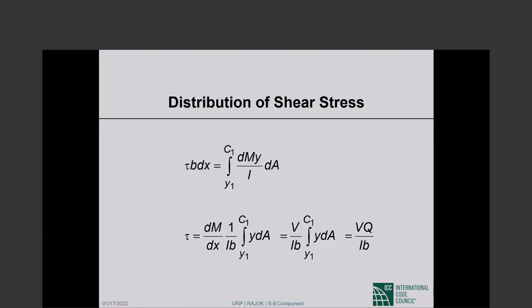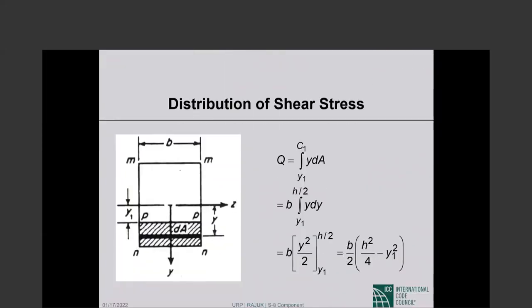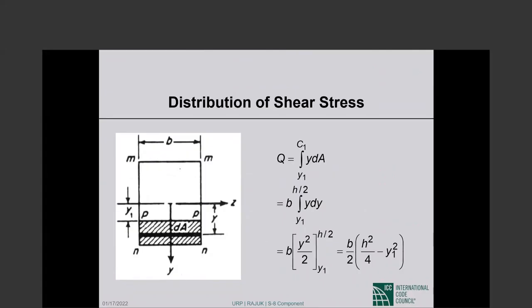So tau is equal to V over Ib times this integral from y1 to c1 of y dA. This integral is denoted by Q, and that gives us the very familiar expression, tau is equal to VQ over Ib. Tau is the shear stress at a distance from the neutral axis; in this case, the distance is y1. So we wrote the same expression again. Q is the integral of y dA, where y is the distance of this elemental area from the neutral axis, and dA is the elemental area.